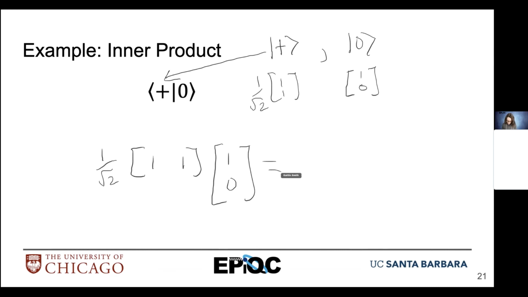So we have 1 times 1. And of course, we have to include our factor of 1 over square root of 2. So we have 1 times 1, that's going to produce a 1, and then we have 1 times 0 plus 0. So we were left with 1 over square root of 2.